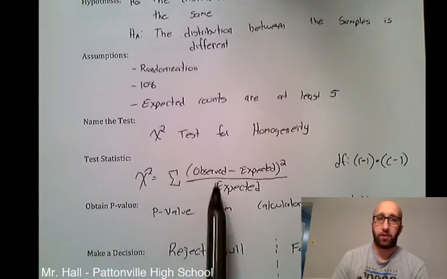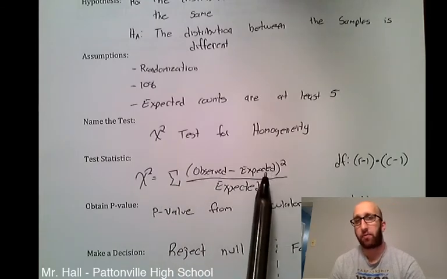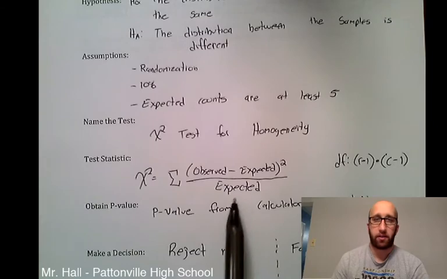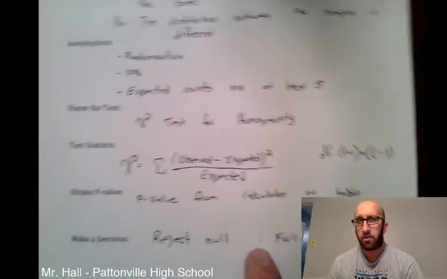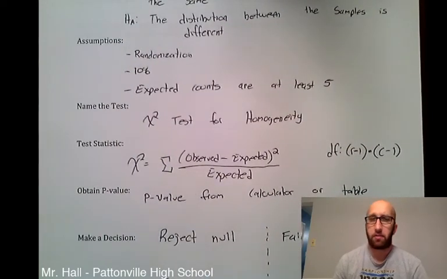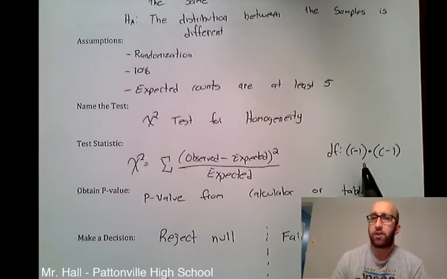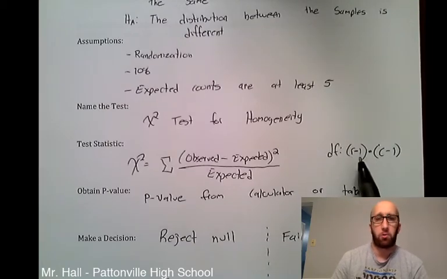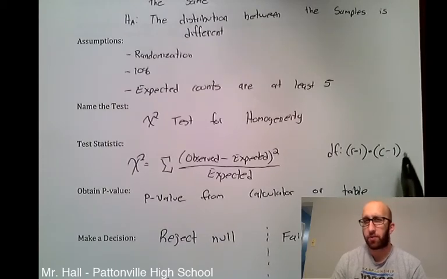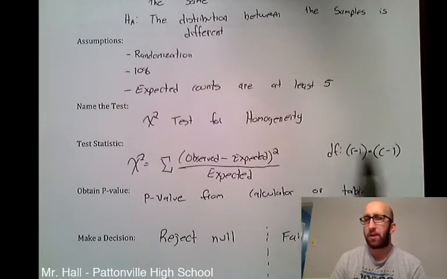Chi-squared equals the summation of observed minus expected counts squared divided by the expected counts. The degrees of freedom, we're still going to calculate that, and we're going to do that with every single chi-square test statistic. The calculation is you're going to take the number of rows, subtract 1, and multiply it by the number of columns, subtract 1. Again, this is going to be a little bit confusing right now.